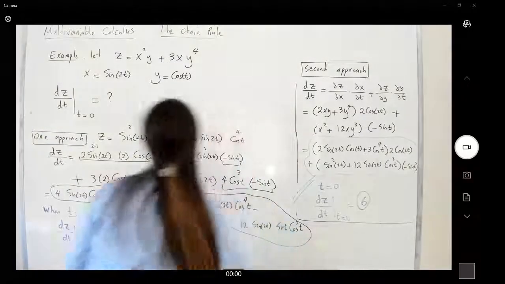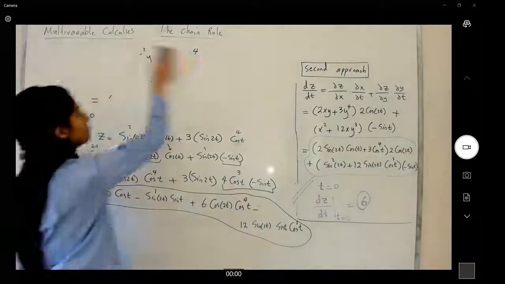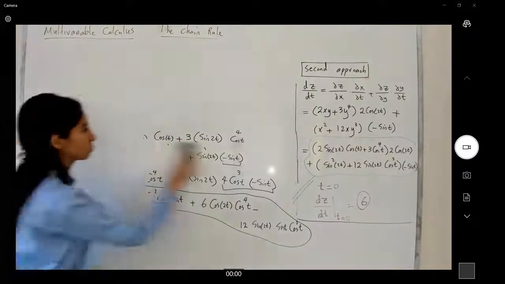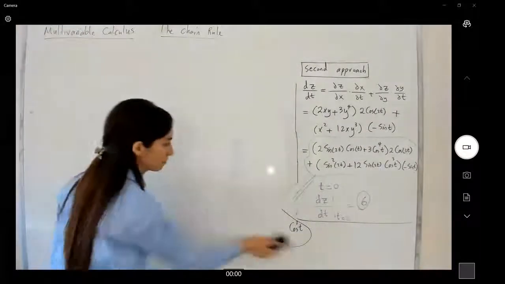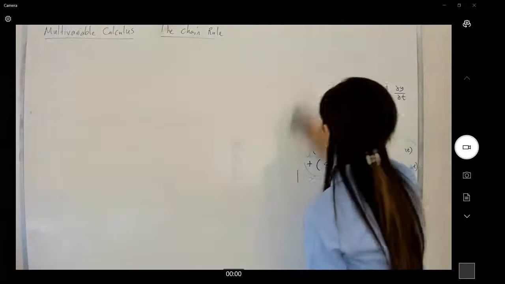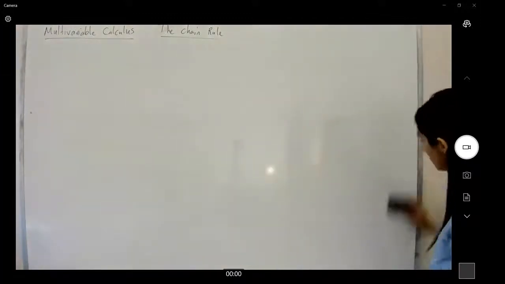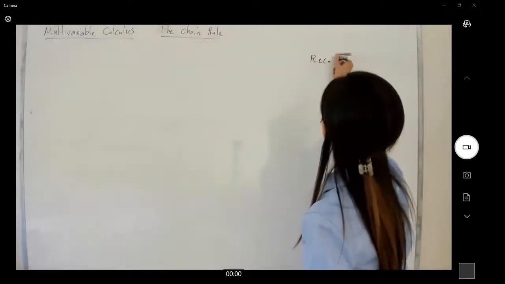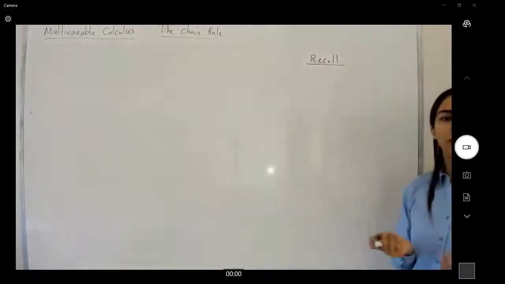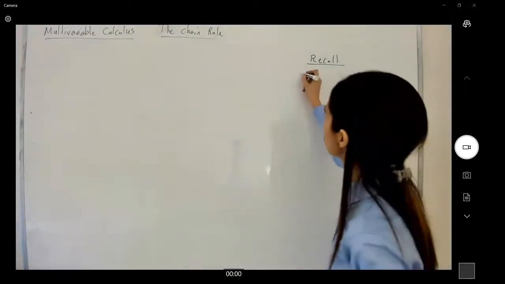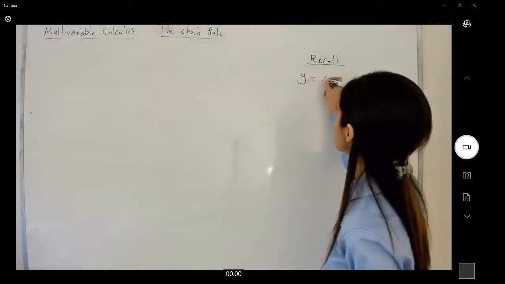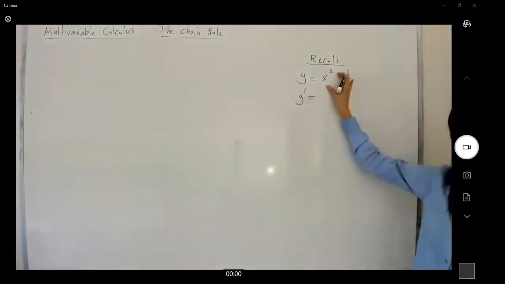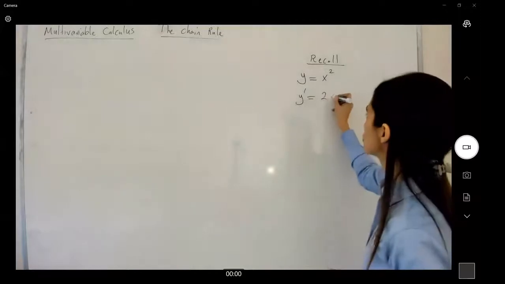So the next topic is implicit differentiation. Let's get back to elementary calculus, what we learned before. Recall, in elementary calculus, you learned that, for example, if I have a function y equals x squared, I can take the derivative of this function by taking the derivative of x squared with respect to x, which was 2x.